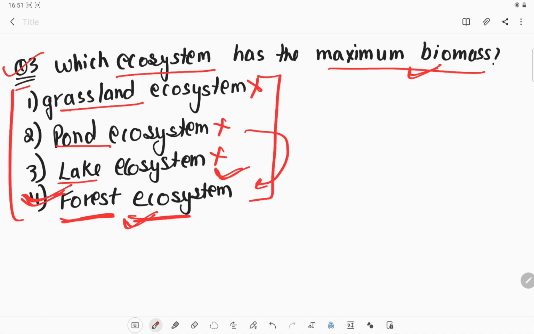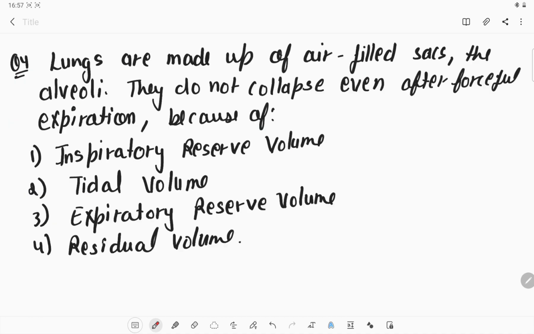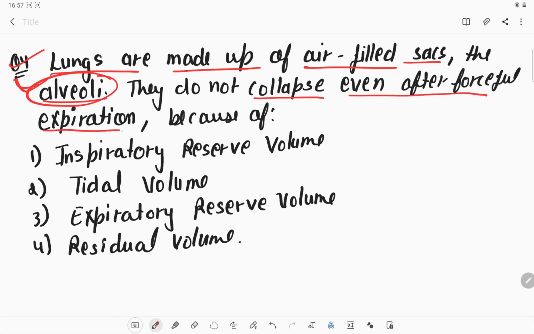So definitely 4th will be the right answer. Next question, question number 4. Lungs are made up of air-filled sacs, the alveoli. So these air-filled sacs are known as the alveoli. They do not collapse even after forceful expiration. If we forcefully breathe out from our lungs, still our alveoli do not collapse, they do not stick together.